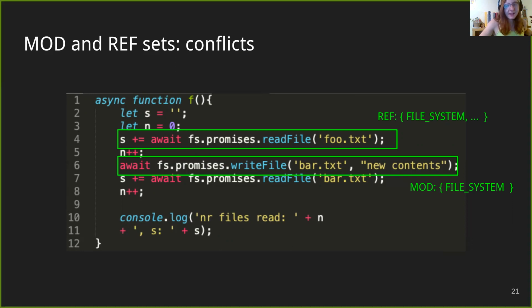So here we have the await statement where we're reading a file, and this references the file system. Now, when we're writing to a file, we're modifying the file system.